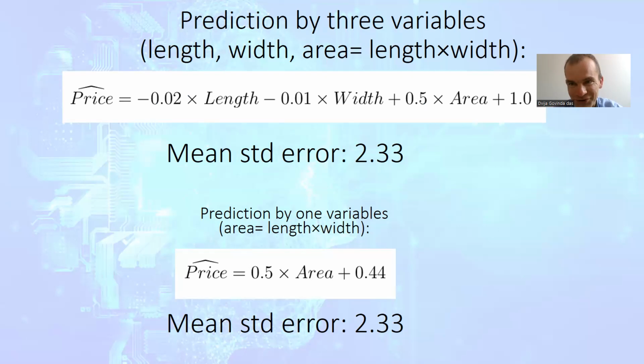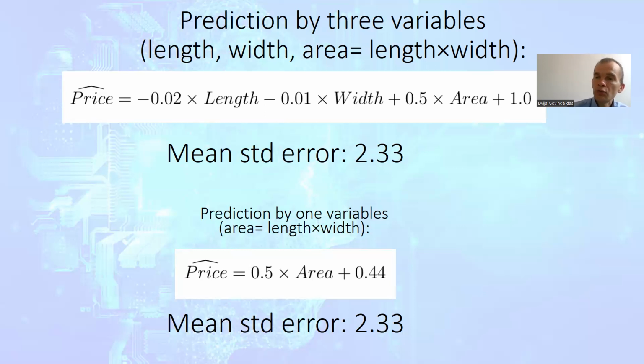It's just a coincidence in this situation that these coefficients look so simple. And we have a mean standard deviation error of $2,330, which is much less than in the previous situation, when we did not take the area of the house into account.